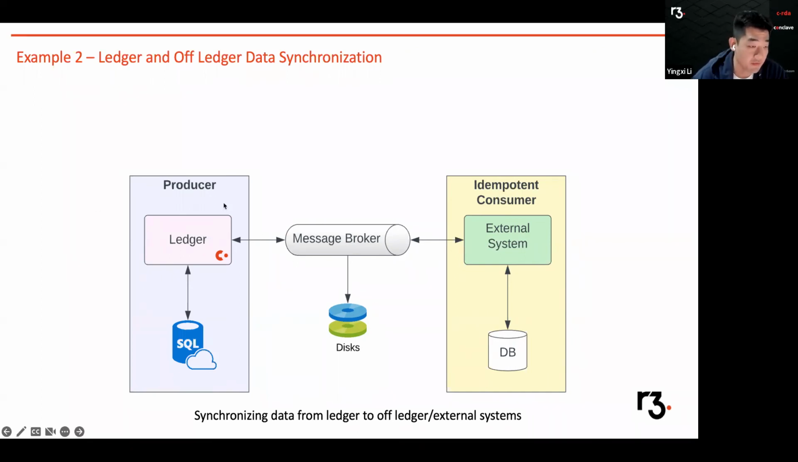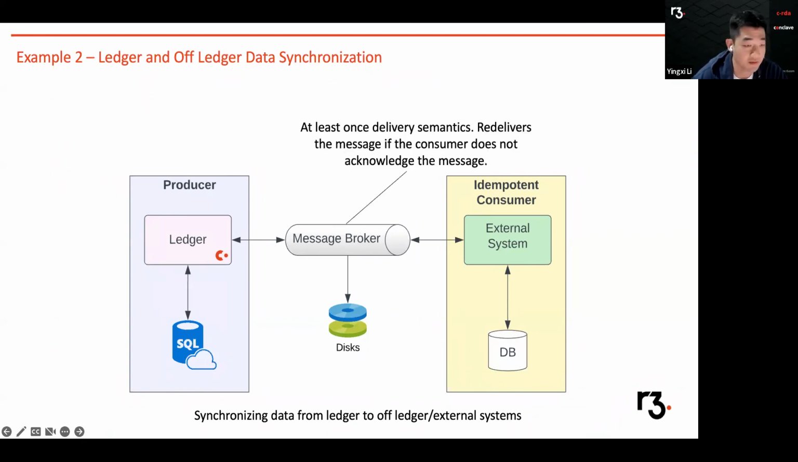That means you will have an external system that records the on-ledger data to sync with your off-ledger system. Once you deploy a message broker, then once the data is produced on the ledger, it will use the message broker to send it to the external system, and then it can be stored in the database. The external system keeps track of the message with the identifier and then marks it as consumed.